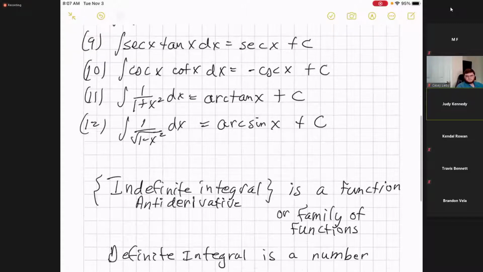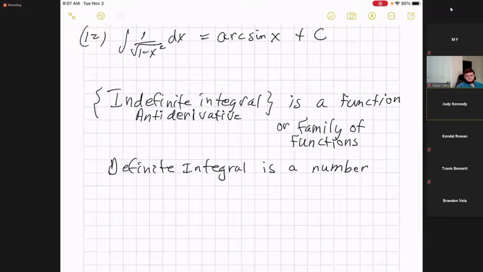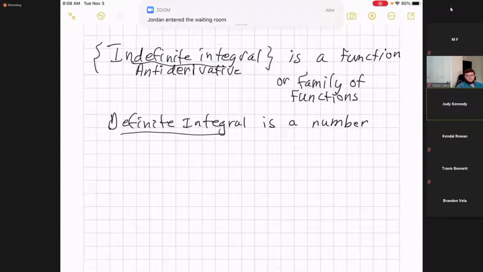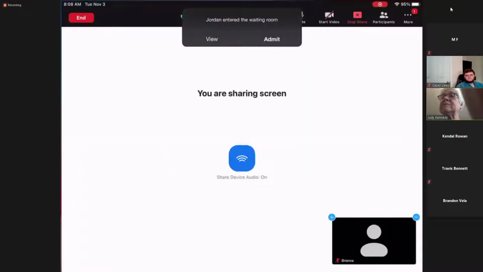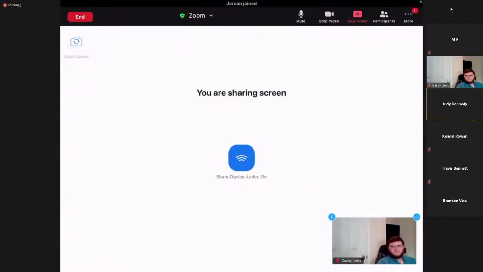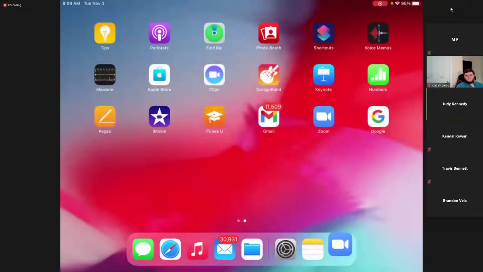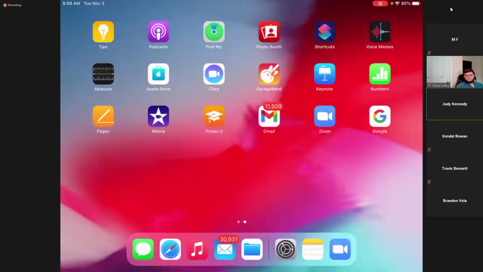And so we're going to practice on both some indefinite integrals and some definite integrals today. Okay, somebody came in. Okay, so problems here.